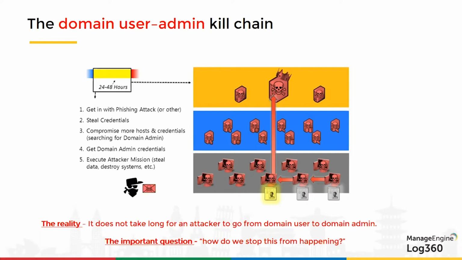Once an attacker has access to an endpoint in an organization, typically it takes only 24 to 48 hours for the attacker to become a domain admin. Just a time period of a day or two, and an attacker already has domain admin credentials. The reality is it doesn't take long for attackers to go from domain end user to domain admin.